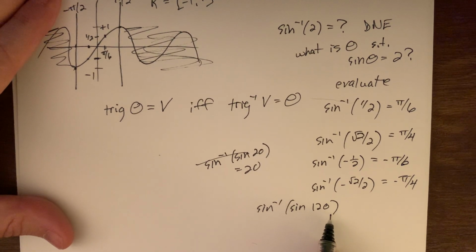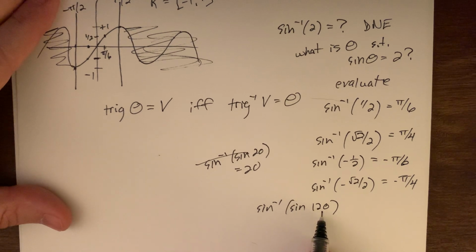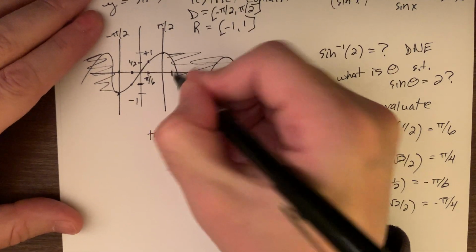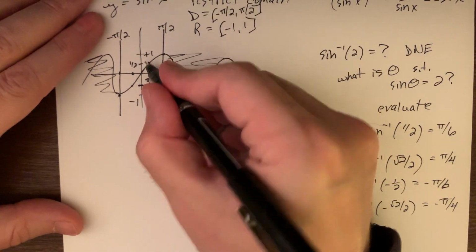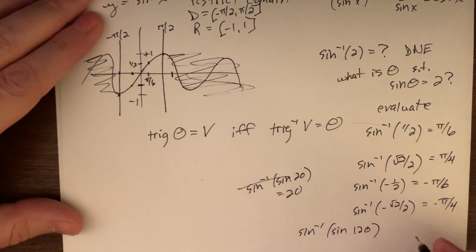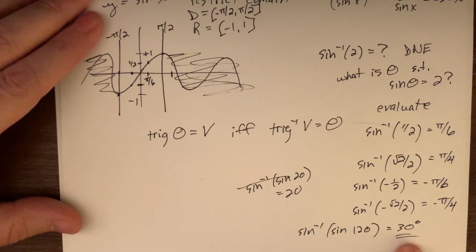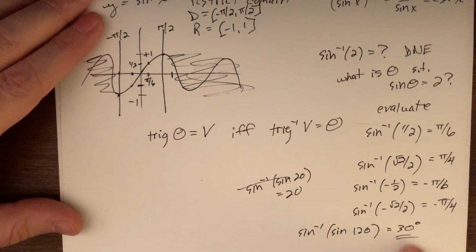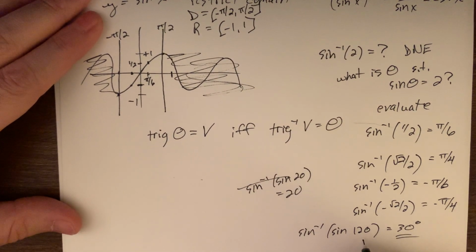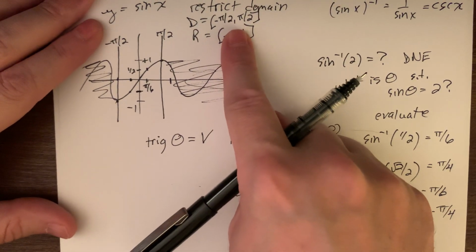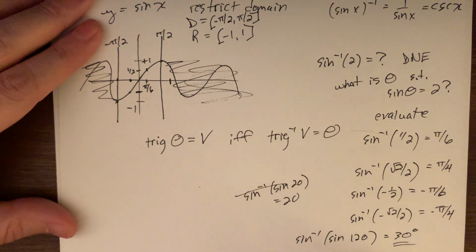So I'd have to think about reference angles. Well, 120 is in the second quadrant. Sine is positive in the second quadrant. But 120 is out here. So I need an equivalent that's inside of here. And that equivalent would be 30 degrees. Sine of 30 is equal to sine of 120, but now 30 degrees is in the proper window. So I wanted to at least point that out. I'm not looking to bust your chops with this.